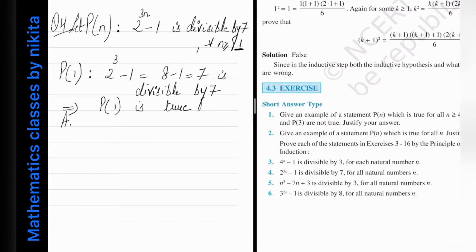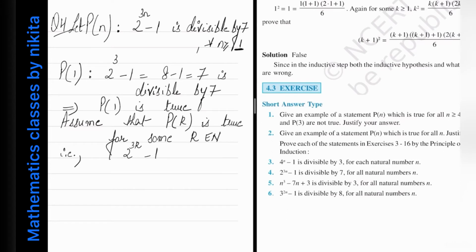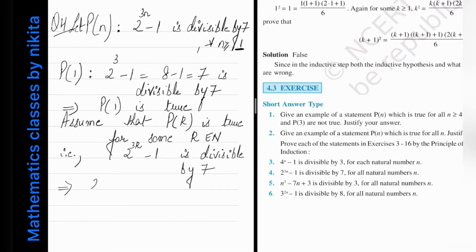So now we will assume that p of k is true for some k belonging to set of natural numbers. So that is, अगर ये true है तो यहाँ से मुझे क्या मिलेगा that 2 to the power 3k minus 1 is divisible by 7, and this implies that 2 to the power 3k minus 1 is equal to 7 into small q, where this small q is some natural number.